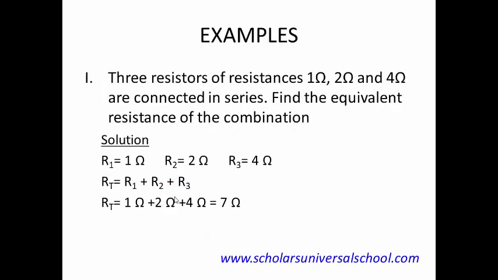Now let us have an example. We have three resistors of resistance 1 ohm, 2 ohms, 4 ohms connected in series. We have to find the equivalent resistance of the combination. So the value of the first resistance is 1 ohm, the value of the second is 2, and the value of the third is 4.